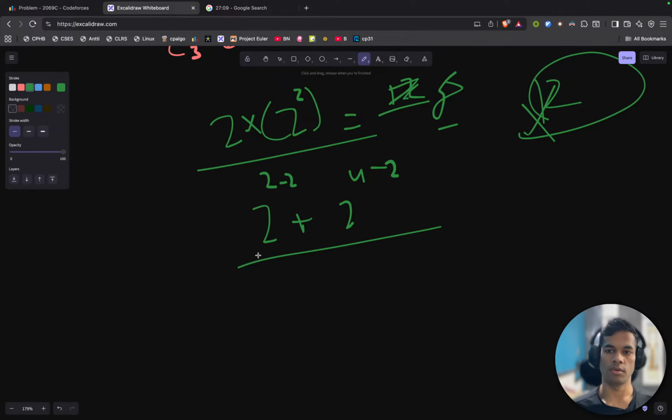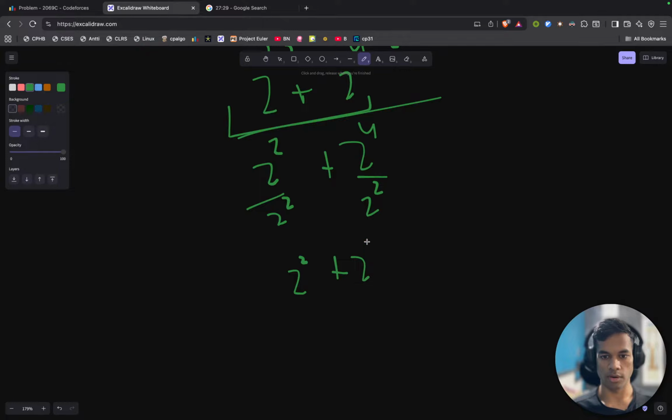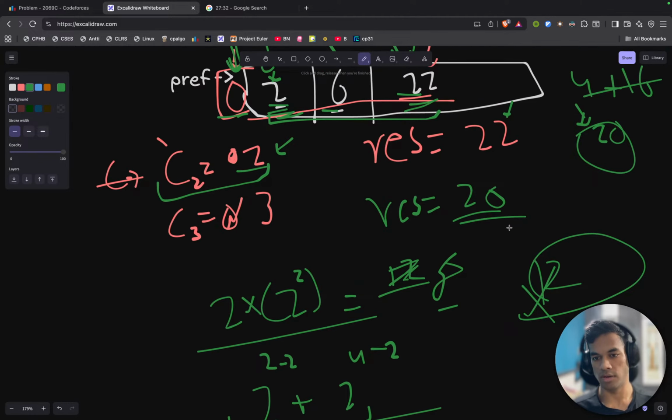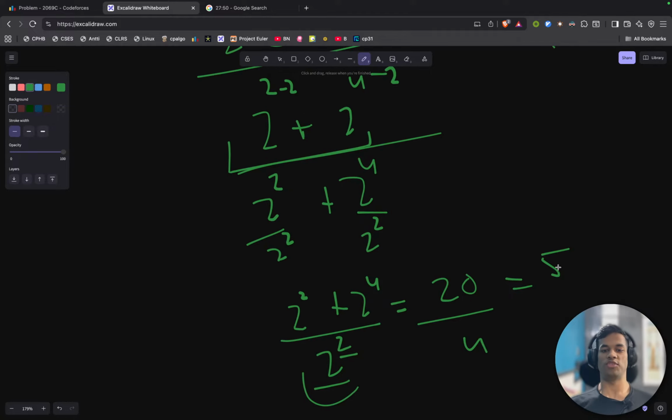Okay, we cannot... this means dividing the current value by 2 power 2. Okay, 2 power 2 plus 2 power 4. Both of these are also divided by 2 power 2, which is 2 power 2 plus 2 power 2, which is this value 20 divided by 2 power 2, which is just right shifting this whole value by 2. So 20 divided by 4, we get 5. Okay, this is done.